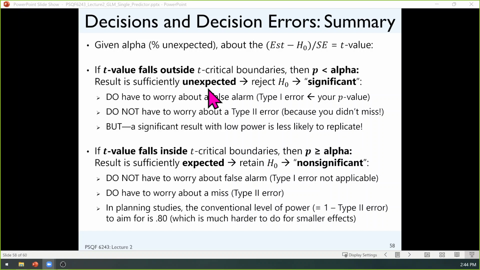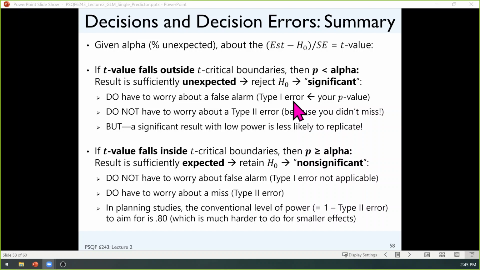So if you would find a slope that big less than 5% of the time if the null hypothesis were true, you call it significant, reject H0. Seems unlikely that you'd find a slope that big. Null hypothesis, probably not correct. If that's your situation, you're saying, yes, I found a relationship and it's significant. It's sufficiently unexpected. You do have to worry about making a false alarm, a type 1 error. And you know from the get-go what your type 1 error rate is because that's your p-value.